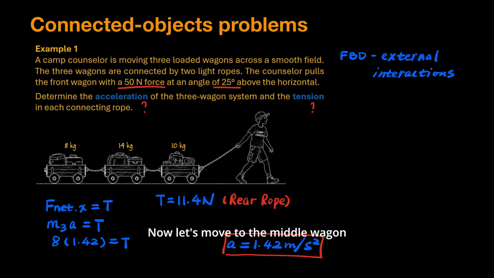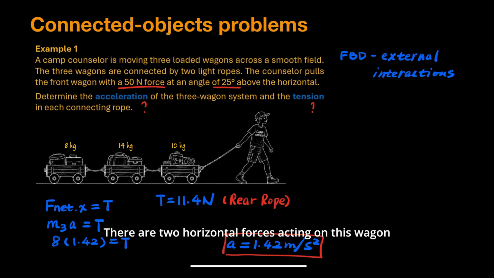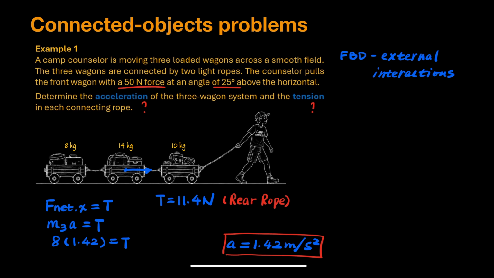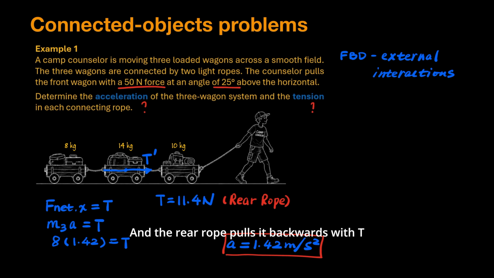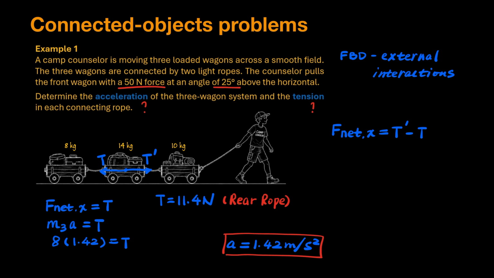Now let's move to the middle wagon. Again, let's focus only on the horizontal direction, since the vertical forces are balanced. There are two horizontal forces acting on this wagon. The front rope pulls it forward. We already used T for the tension in the rear rope. Let's call this tension in the front rope T prime. And the rear rope pulls it backwards with T. So the net force in the x direction equals T prime minus T.